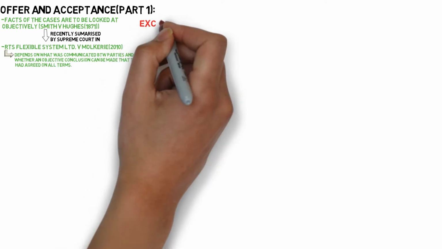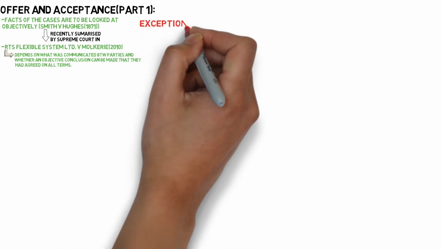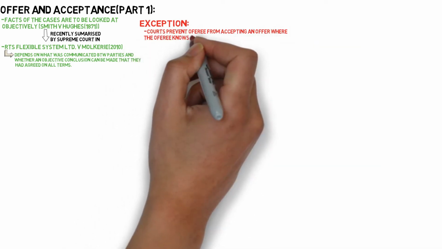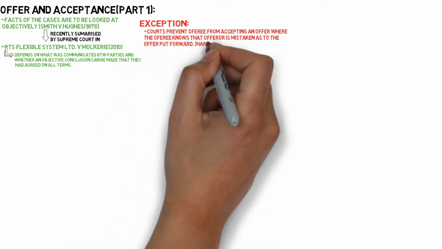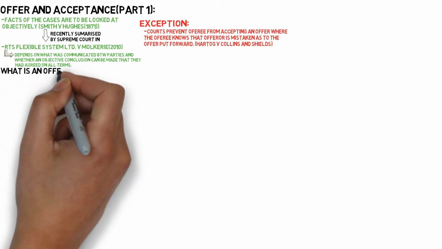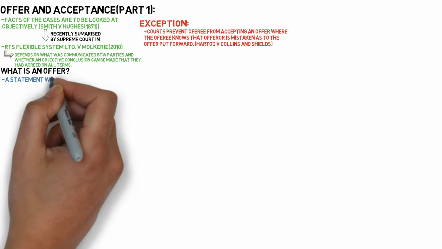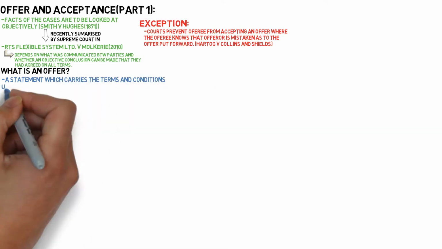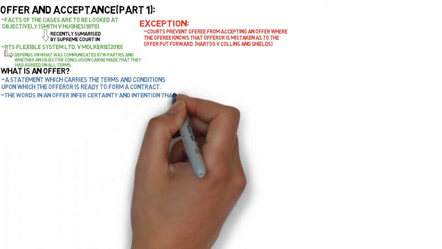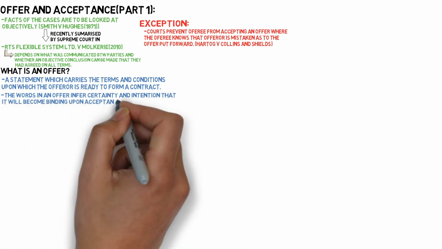the terms. An exception to this, where the court prevents an offeree from accepting an offer and enforcing a contract, is where the offeree knows that the offeror is mistaken as to the offer, as established in Hartog vs. Colin and Shields. The most important thing to know is whether a statement is an offer or not. A statement which carries the terms and conditions upon which the offerer is ready to form a contract is an offer. An important characteristic of an offer, using which an offer can easily be distinguished from statements which are similar to that, is the certainty that is inferred from the statement.